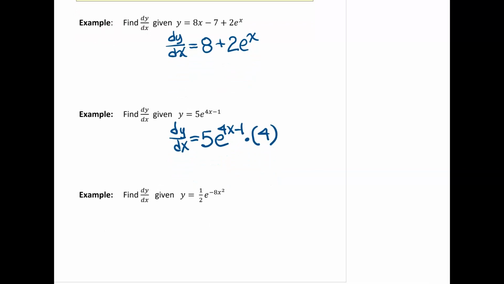Okay, and then just do a little combining here. I can take the 5 times 4. Since this is all one term, let's make that a 20e to the 4x minus 1. All right, there's that one.